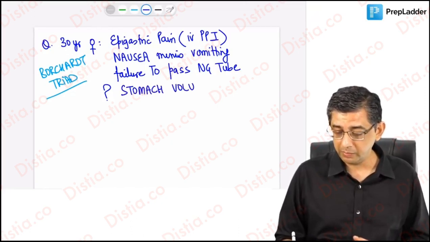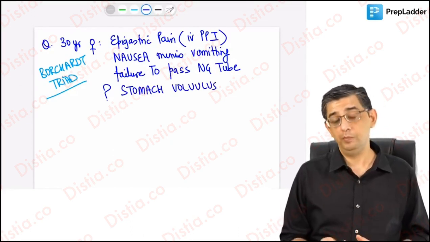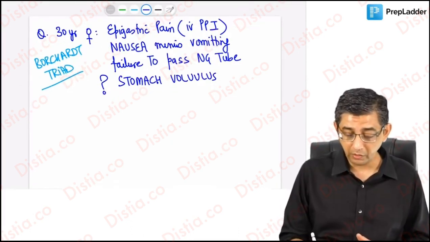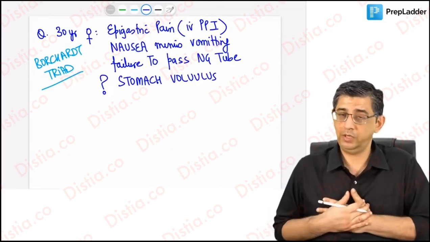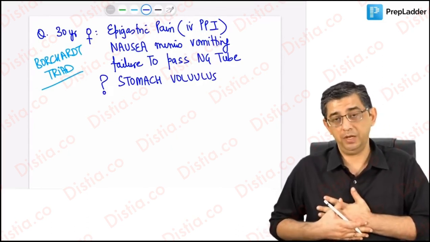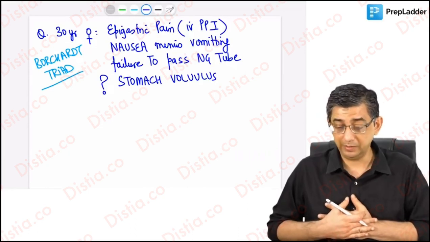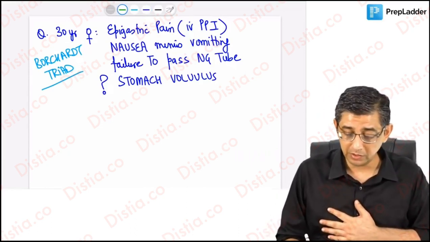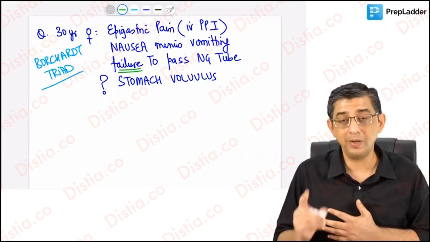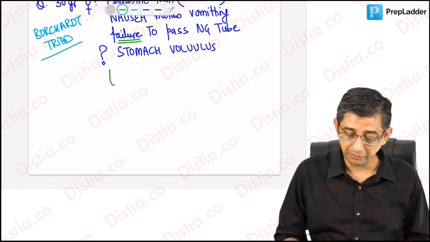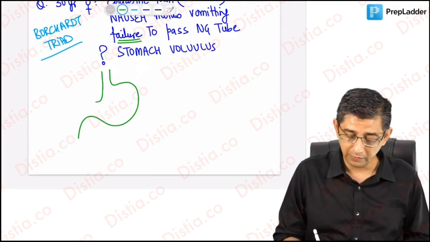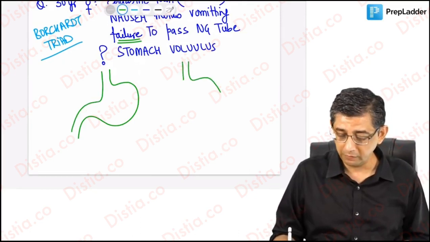Again, a topic that will have a surgical overlap, but I want you to be aware that lots of times patients, when they come to you, will put their hand like this. This might be retrosternal pain slash epigastric pain. That would be the description in the question. But the key word in this description is failure to pass NG tube. You don't read this anywhere else in medical literature. Failure to pass NG tube is what you always read only with stomach volvulus.